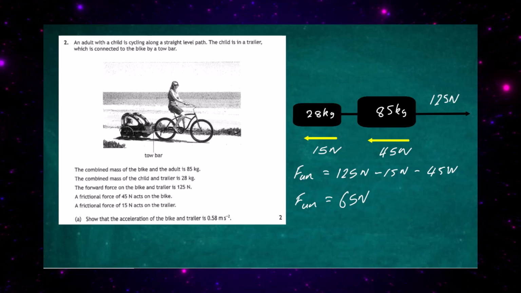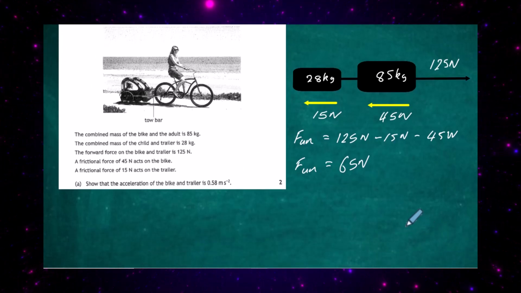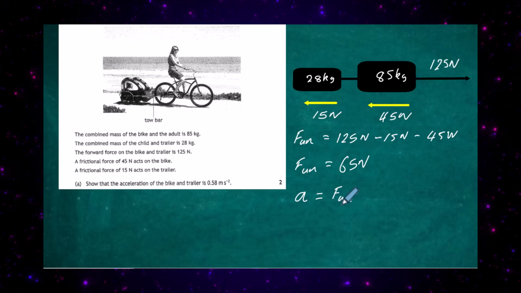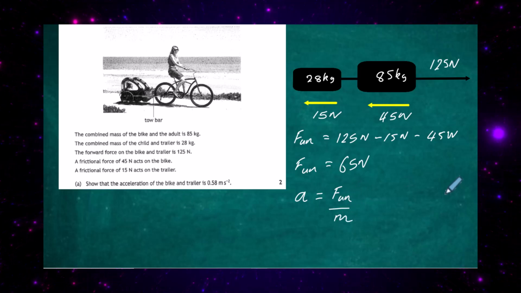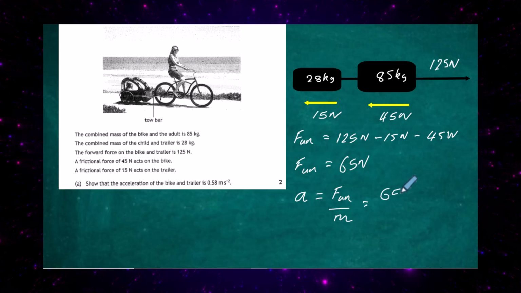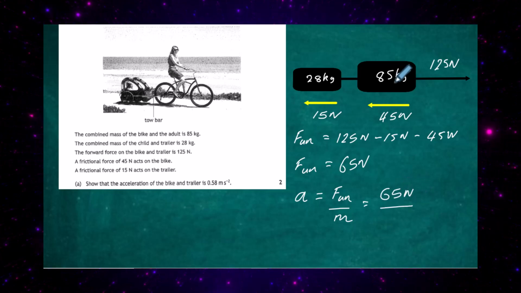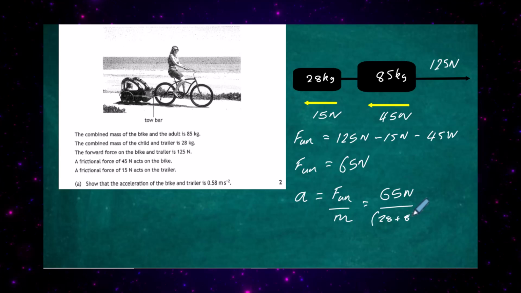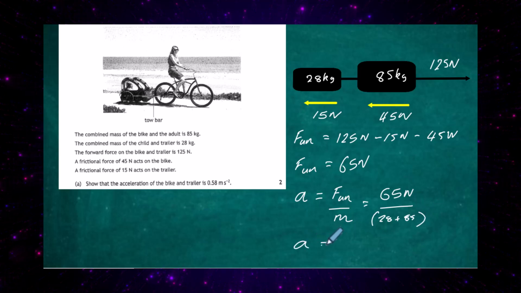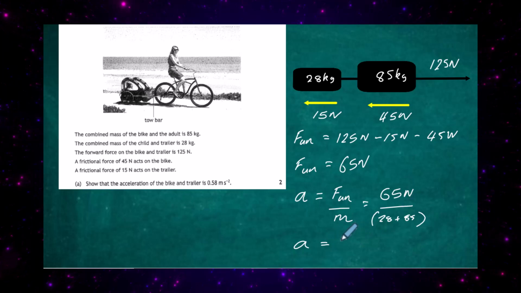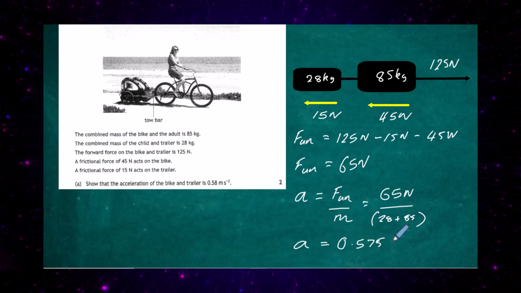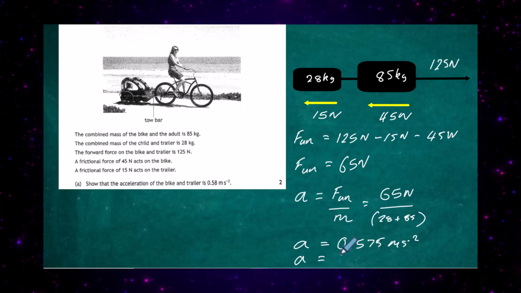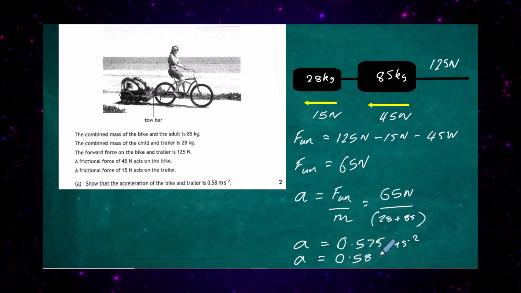Now once we have the unbalanced force, we can then go ahead and find the acceleration. The acceleration is always equal to the unbalanced force acting on the objects divided by the mass of the objects. So the unbalanced force we know is 65 newtons, and the combined mass is going to be 85 plus 28. So we can put in there 28 plus 85. And we can do that with a calculator, and we get 0.575 meters per second every second. So we can put that into 2 significant figures by saying 0.58, by rounding that one up.